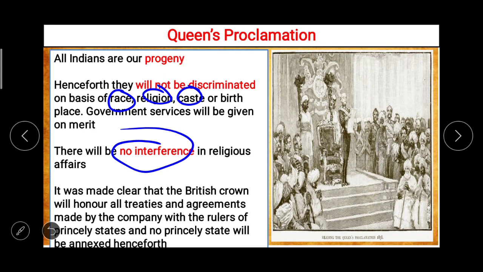Now why this? Because the struggle of 1857 was only because of the religious matters, or because of the interference of Britishers or East India Company into religious matters of Indians. It was made clear that the British Crown will honor all treaties and agreements made by the company with the rulers of princely states, and no princely state will be annexed henceforth. So directly or indirectly, the whole power now was in the hands of the Queen or the Britishers, not in the hands of East India Company.